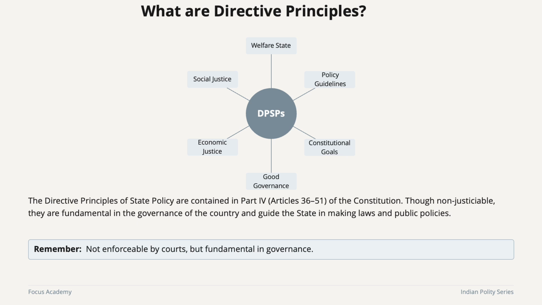Are we clear? So directive principles concern the welfare state, to make sure that India becomes a welfare state and there's social justice and economic justice, and that there's good governance. And without policy guidelines, the state would not know what to do. Okay, so these are policy guidelines, and they also give the state constitutional goals. Everything aligns with the basic doctrine of the Indian Constitution.